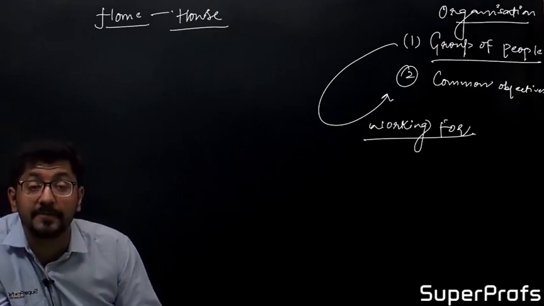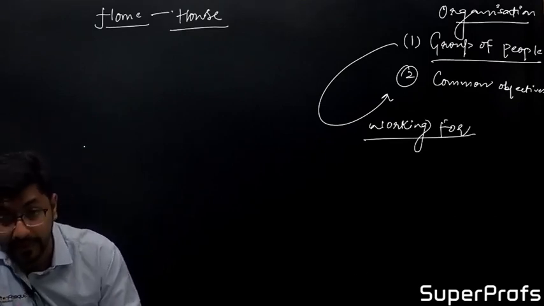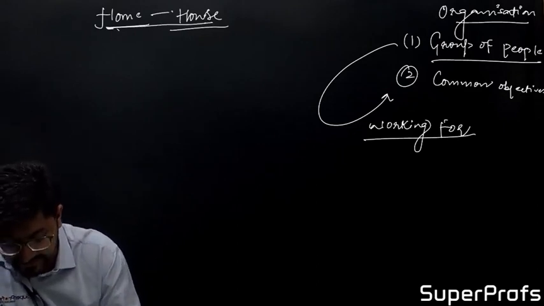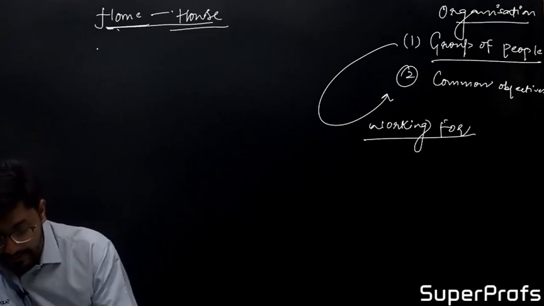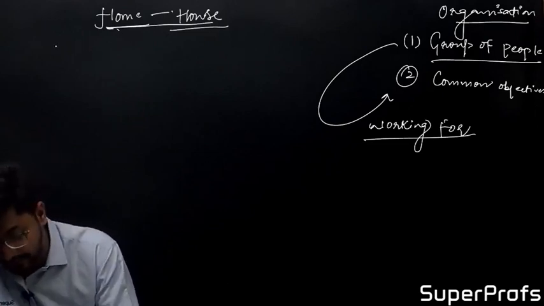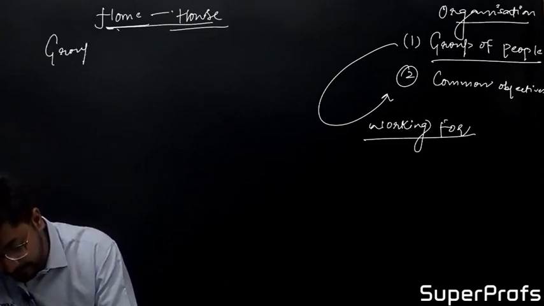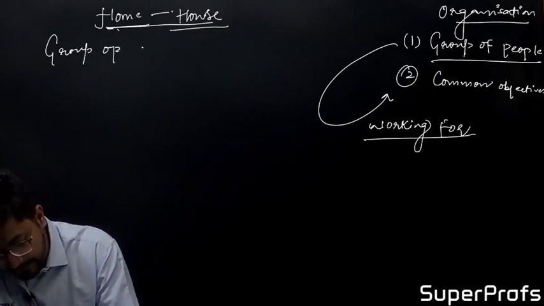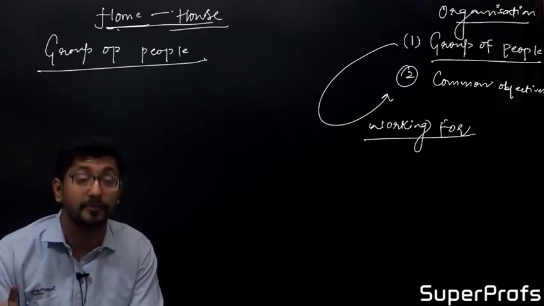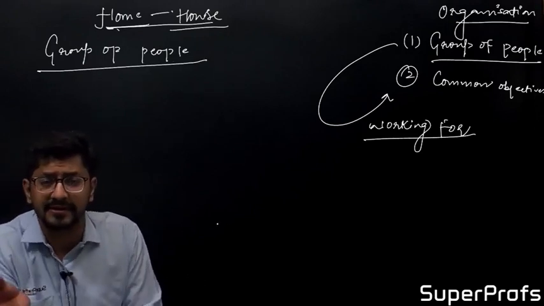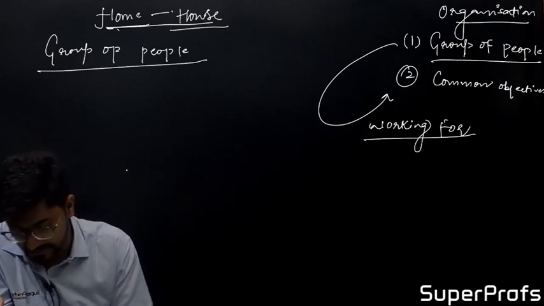Working for a common objective is known as an organization. Now come to this left-hand side, where we are discussing whether your home is an organization or not. First condition: they are a group of people. Yes, they are a group of people. Your mother, your father, your sister, your brother form a group. More than one or two persons form a group.